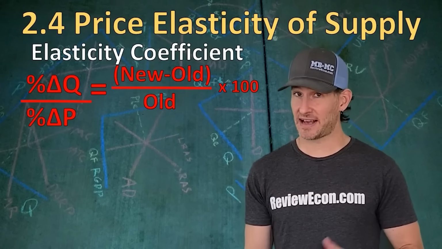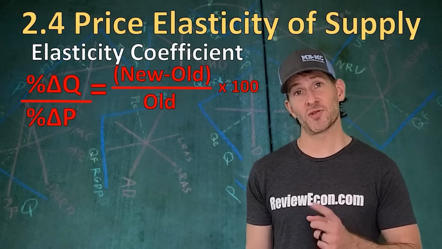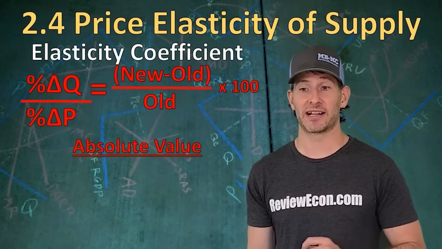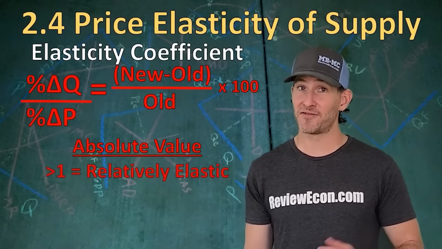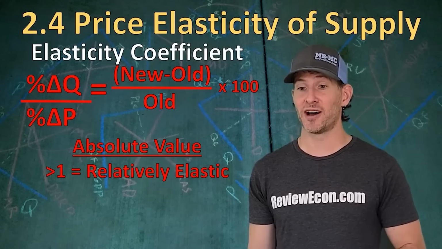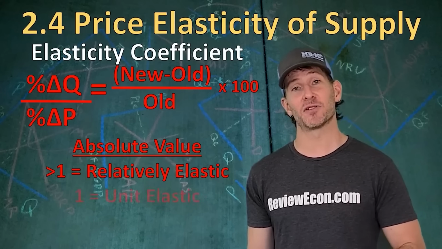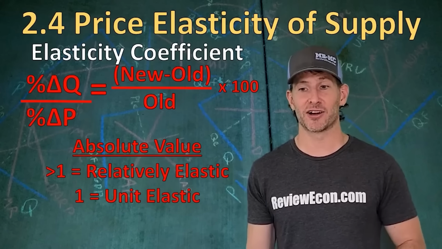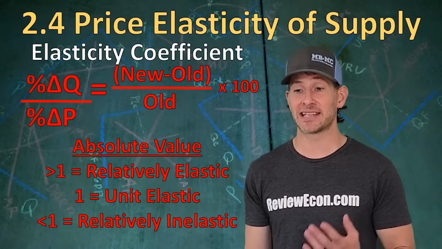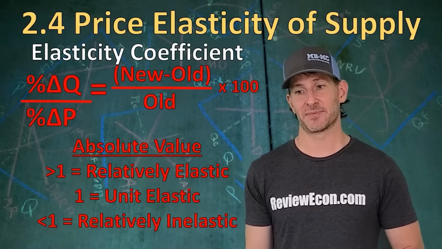Supply curves will always have a positive coefficient because there's a direct relationship between price and quantity. And if the absolute value of that coefficient is greater than 1, it is a relatively elastic supply curve. If it is equal to 1, it's a unit elastic supply curve. And if it is less than 1, it is a relatively inelastic supply curve.